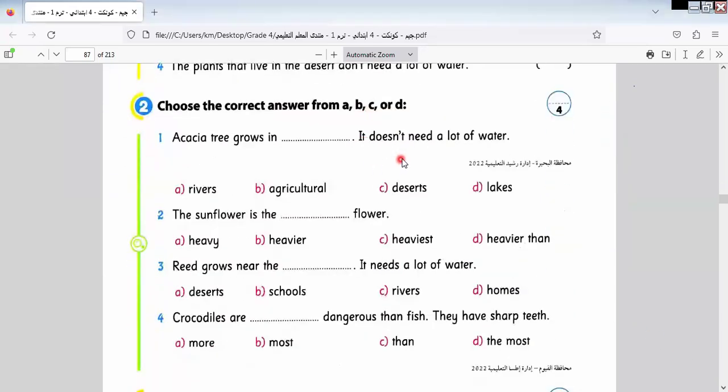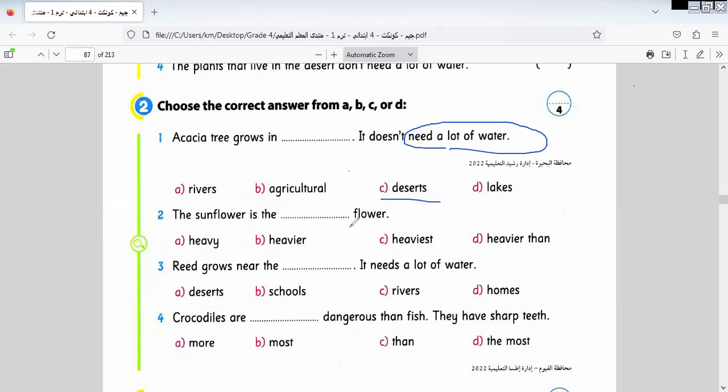Here we have listening. I will leave it as we told you. You must listen to the teacher carefully when you come into the class, and read the text to answer the question correctly. Acacia tree grows in what? It doesn't need a lot of water. As we know, northern trees need a lot of water. So which habitat doesn't need a lot of water? Deserts. So the answer is desert.